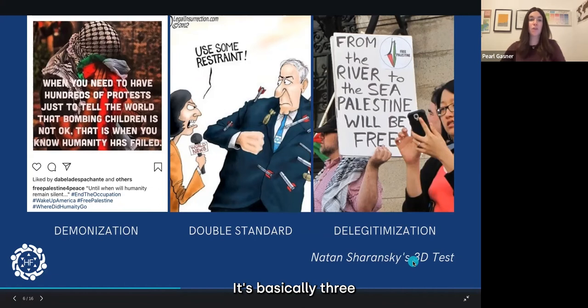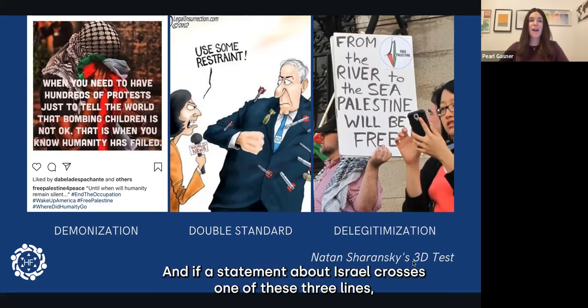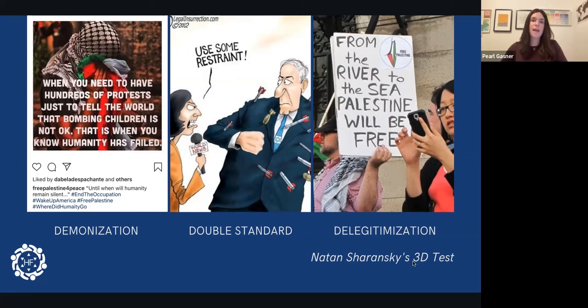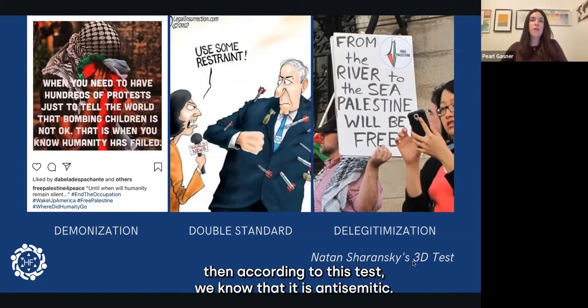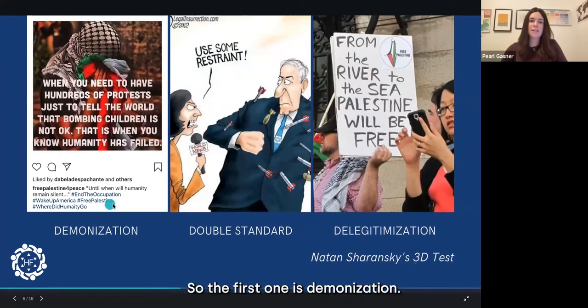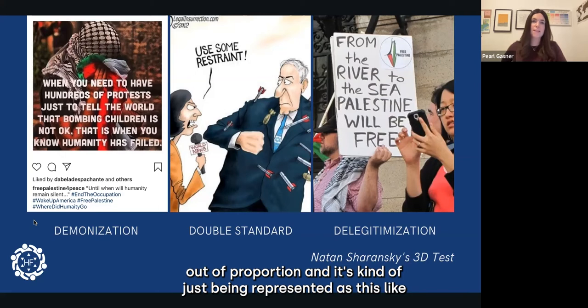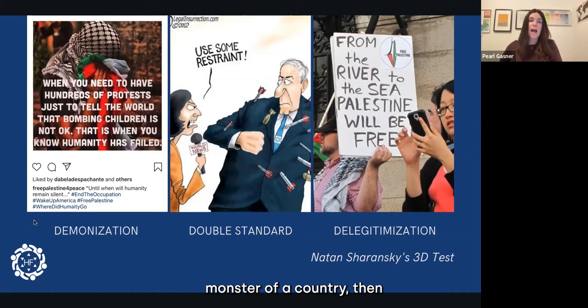It's basically a list of 3 different things that all start with D. And if a statement about Israel crosses one of these 3 lines, then according to this test, we know that it is anti-Semitic. So the first one is demonization. Basically, if Israel is being demonized, if its actions are being blown way out of proportion and it's just being represented as this monster of a country, then that would be considered anti-Semitic.